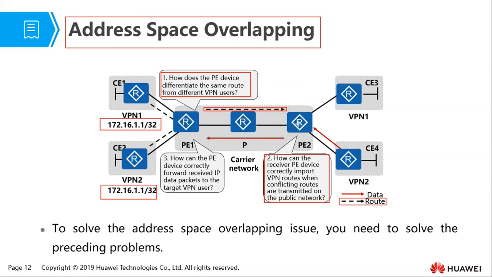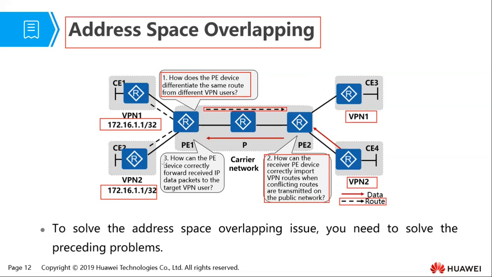So on PE2, how can the receiver PE device correctly import VPN routes when conflicting routes are transmitted on the public network? How will the PE import 172.16.1.1 to VPN1 here and import this one to VPN2? So that's the next problem.